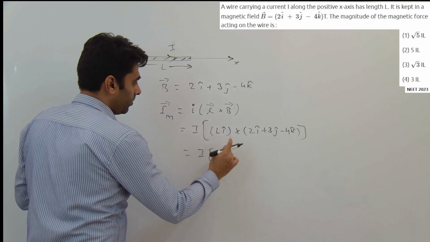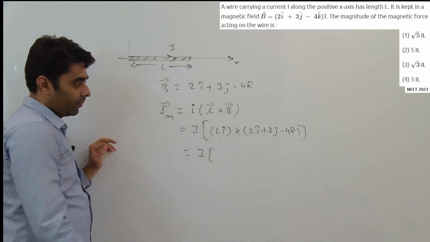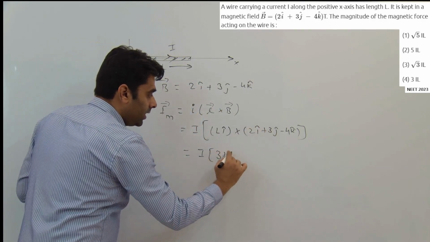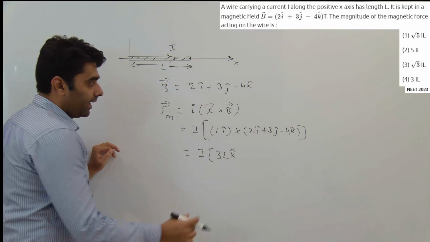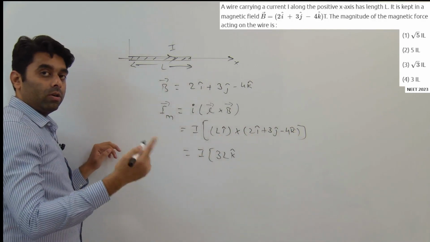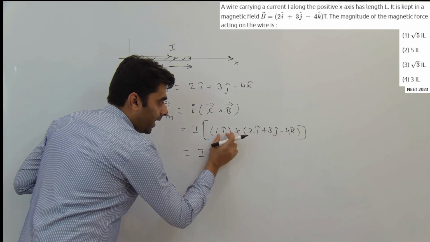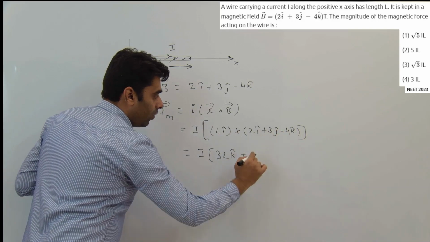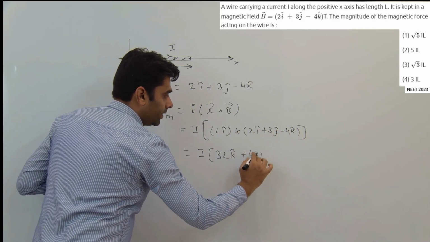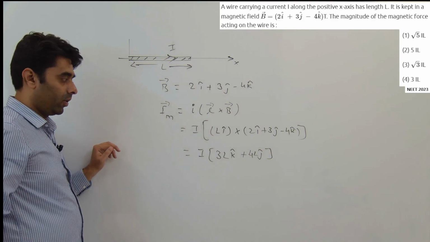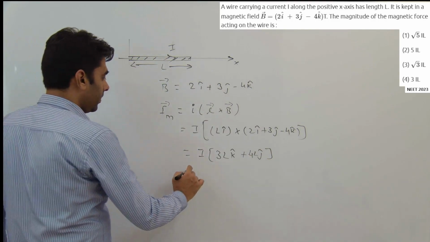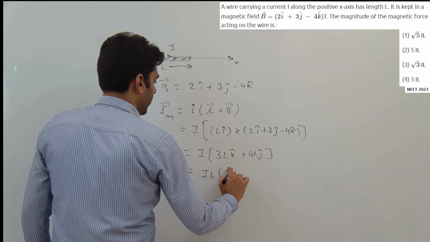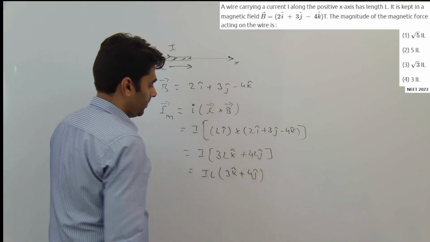Simply cross product we have to do. i cross i is 0, i cross j is k cap, and this becomes your 3L k cap, right? Next, i cross k is minus j, and minus minus is plus, so this becomes 4L j cap. This is what we have got. Now over here L can be taken common, so we have IL times (3k cap plus 4j cap). This is what we have.